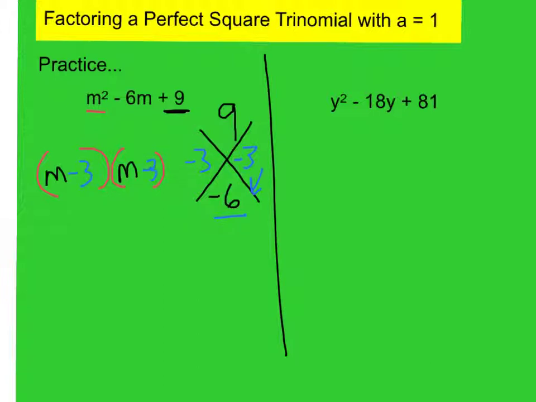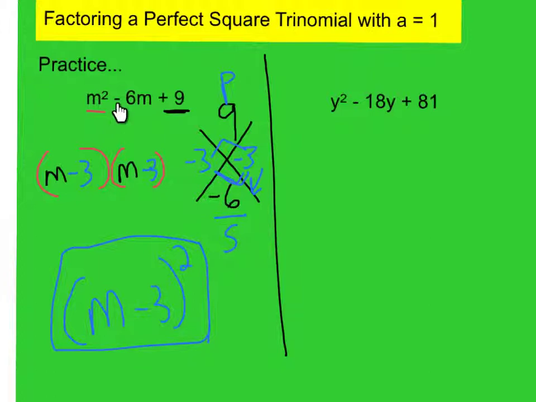And let's check. Negative 3 multiplied to negative 3 is 9, that's the product. And negative 3 plus negative 3 is negative 6. That's my sum. So we're going to write our answer like this: m minus 3 squared. A good thing to remember is if the middle is negative, then we need a negative here.